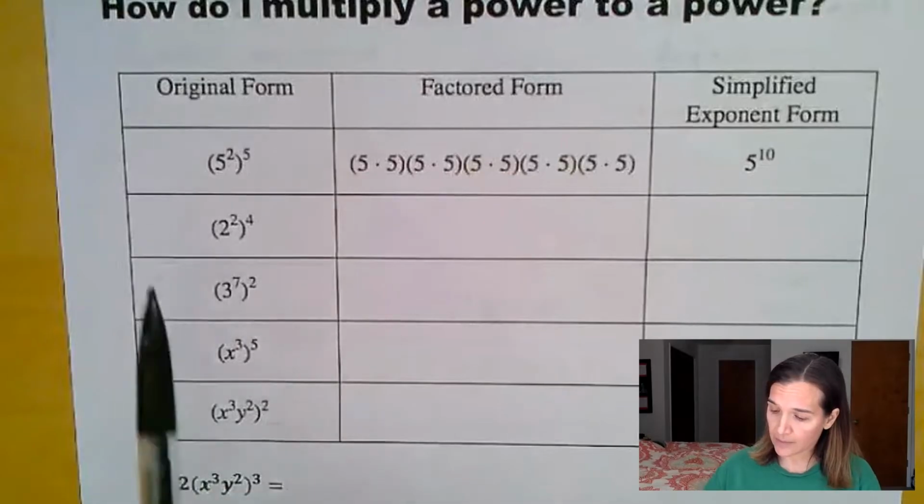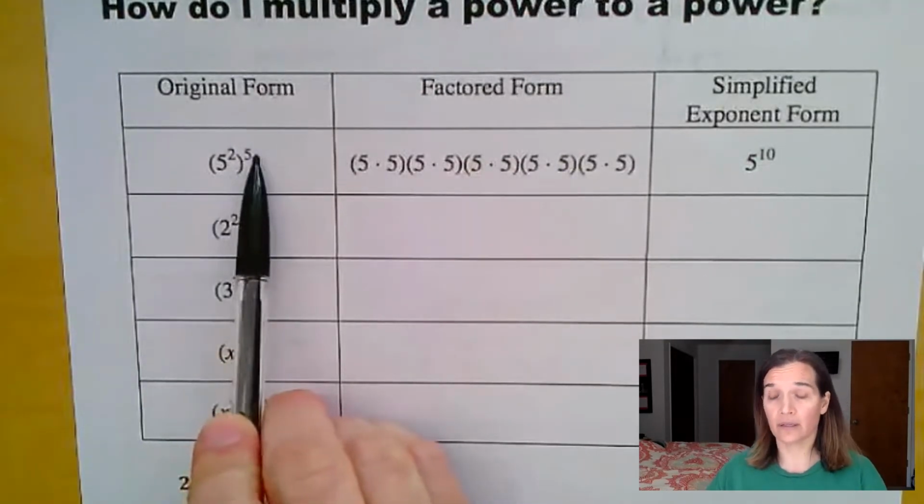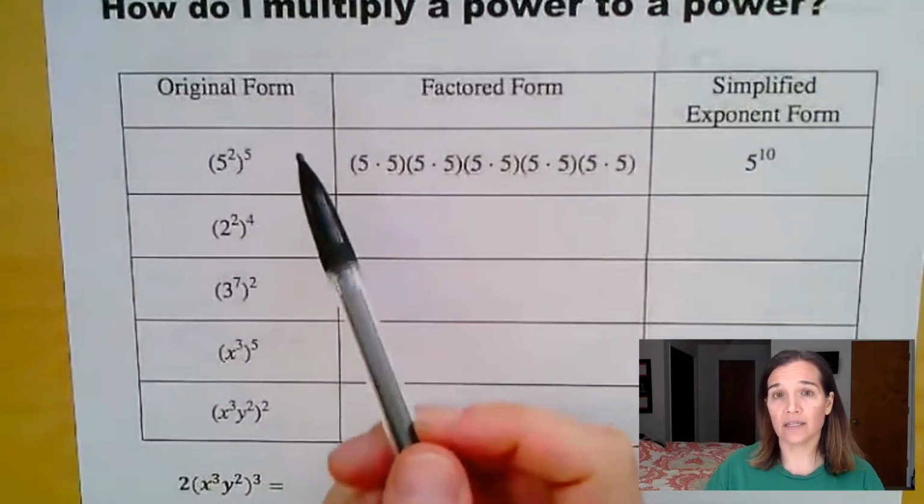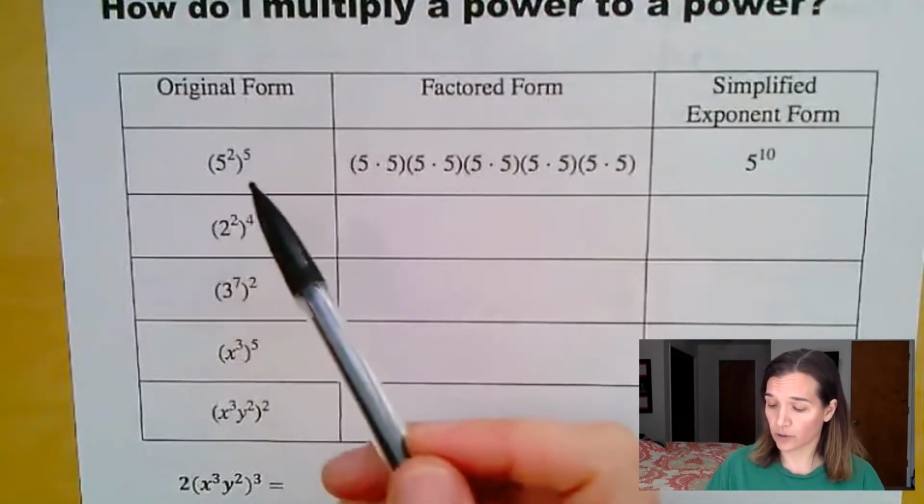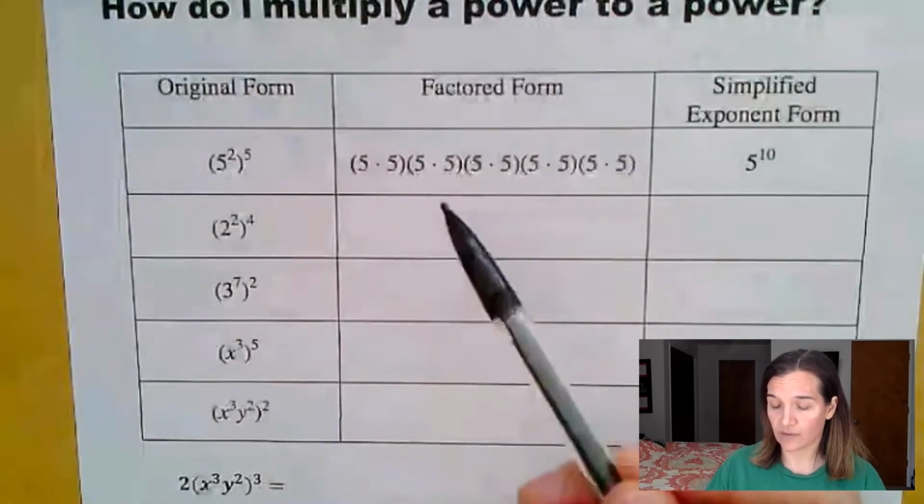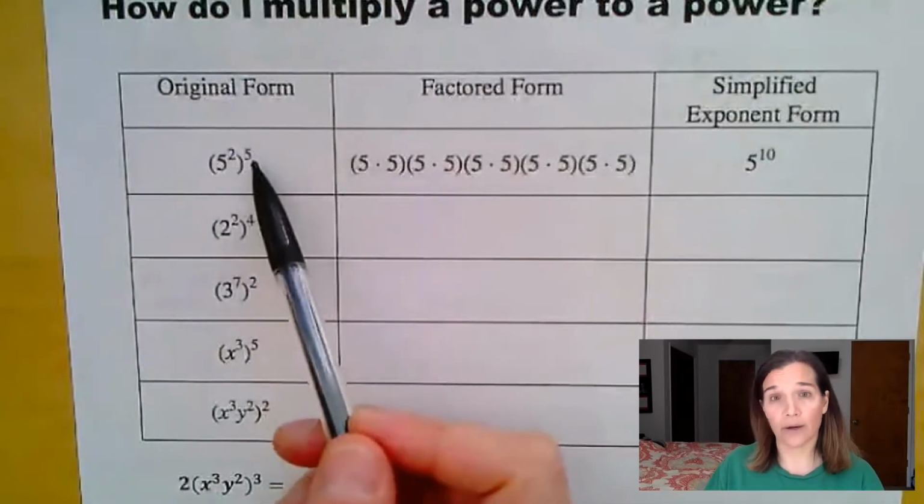All right, we are at how do I multiply a power to a power? And again, we're going to think about the things we already know in math. So it's something like this. If we had 5 squared to the 5th power, that 5th power on the outside means I want to take whatever's inside and multiply it by itself 5 times. So I'd want to do 5 squared times 5 squared times 5 squared times 5 squared times 5 squared. That's what to the 5th power means.